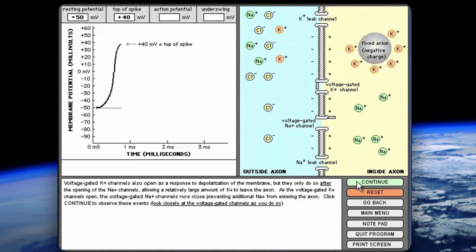Voltage-gated potassium channels also open as a response to depolarization of the membrane, but they only do so after the opening of the sodium channels, allowing a relatively large amount of potassium to leave the axon. As the voltage-gated potassium channels open, the voltage-gated sodium channels close, preventing additional sodium from entering the axon. Look closely at the voltage-gated channels as you continue.